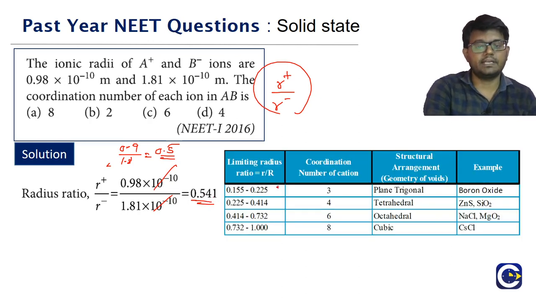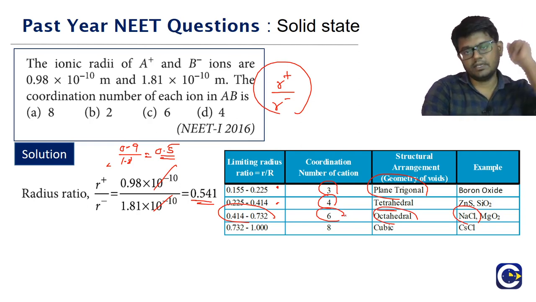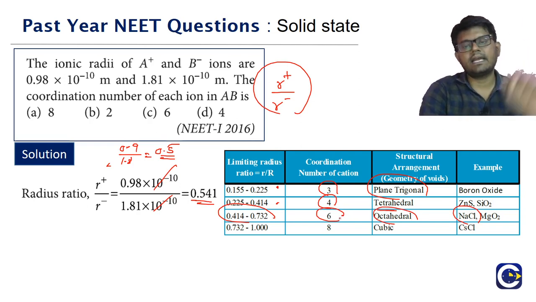So this is very important, guys. If the radius ratio is between 0.155 to 0.225, what is the geometry? Plane trigonal, and coordination number will be 3. Boron oxide is an example. Between 0.225 to 0.414, tetrahedral, zinc sulfide structure. Coordination number is 4. 0.414 to 0.732: this is our rock salt structure or NaCl structure, octahedral. Coordination number will be 6. Each cation is surrounded by 6 anions. Each anion is surrounded by 6 cations.